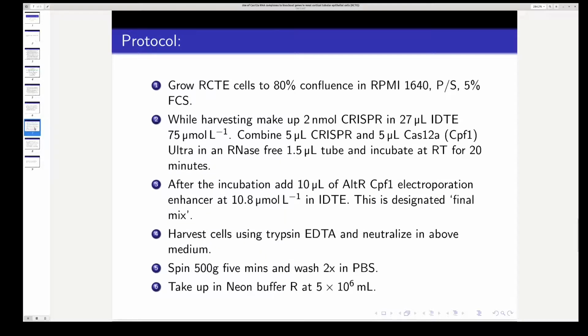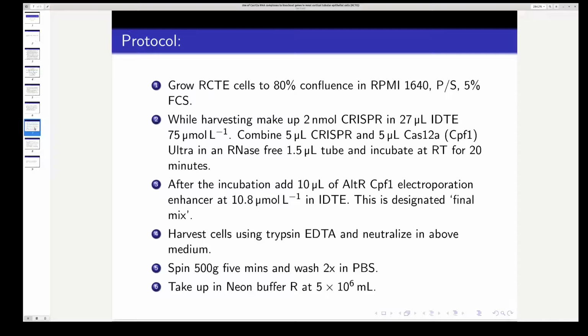So the protocol is we grow the RCTE cells to 80% confluence in RPMI 1640, pen and strep, and 5% fetal calf serum. Now, if you can't afford fetal calf serum, it's alright to use bovine serum at the same concentration. Newborn bovine serum. It's very cheap. While harvesting, make up the 2 nanomoles CRISPR in 27 microliters of IDTE. This gives you a 75 micromolar solution.